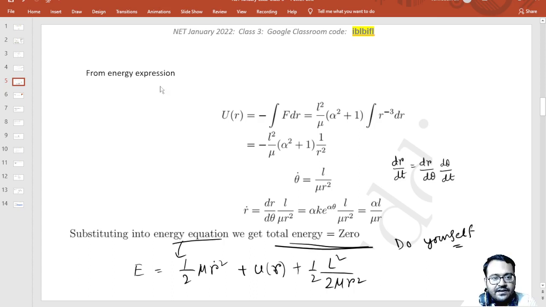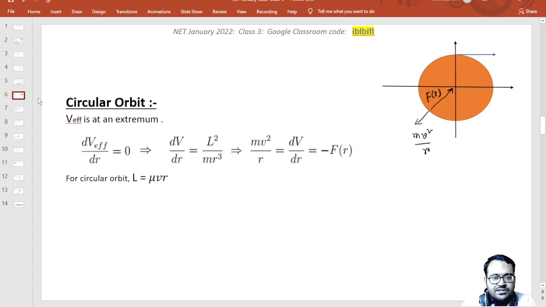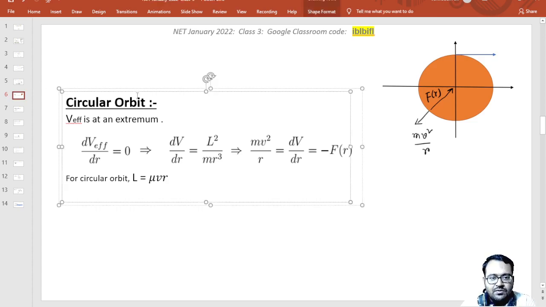Well, this is our start of central force problems. We will proceed into the circular orbit problem. This was the first type, one type of problem. We can extract as much information as we can from the equation of orbit. Now, what is special about circular orbit?